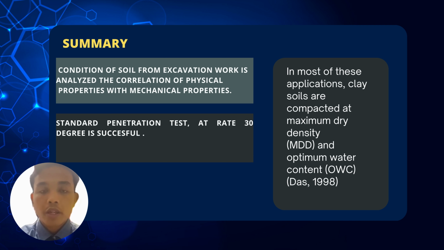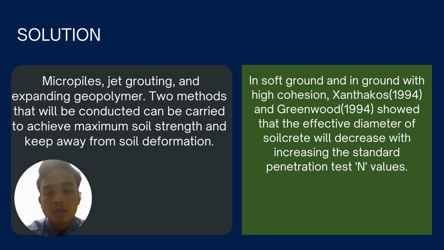For the summary, we can assume that the condition of soil from excavation work at the Sungai Kesang, Johor can be analysed by the correlation of physical properties with mechanical properties. For the standard penetration test, we can conclude that the 30-degree slope angle is the successful rate. Referring to DAS 1998, it said that most of these application clay soils are compacted at maximum dry density and optimum moisture content.